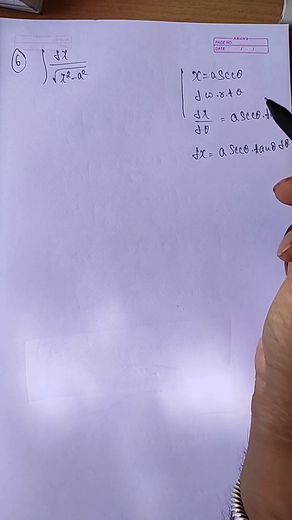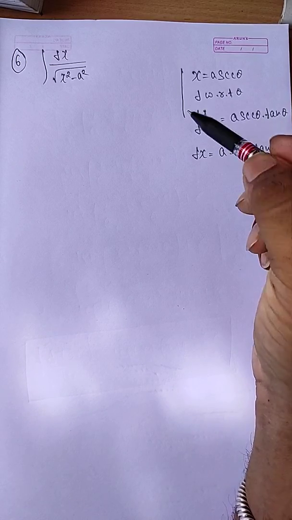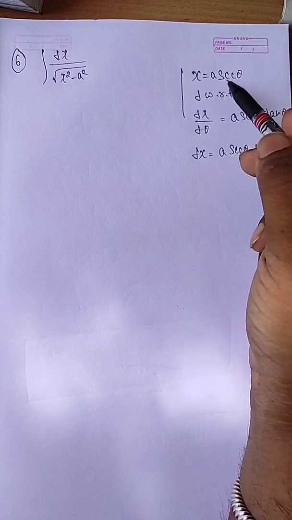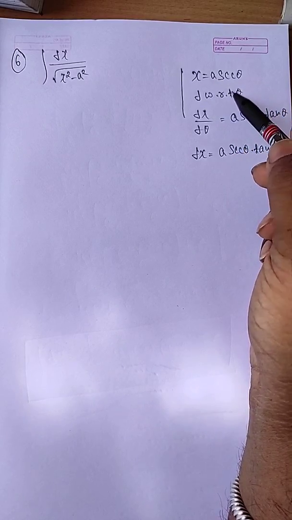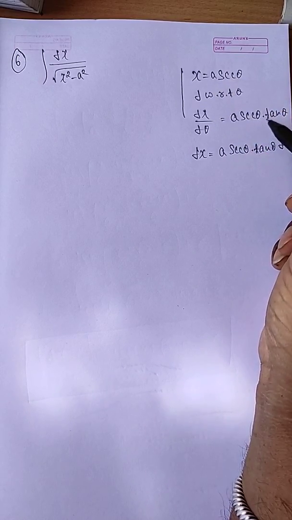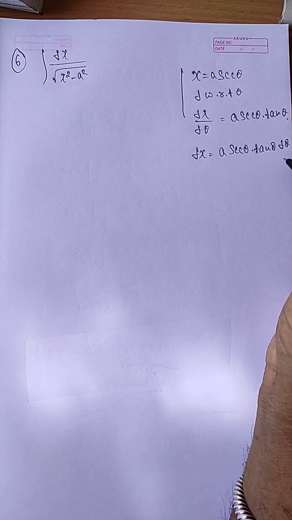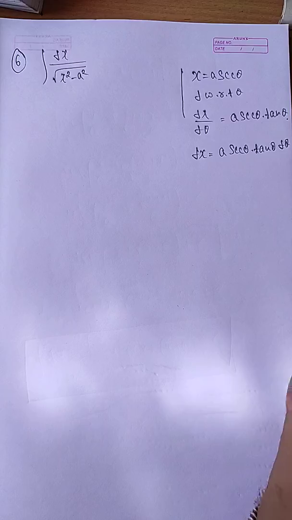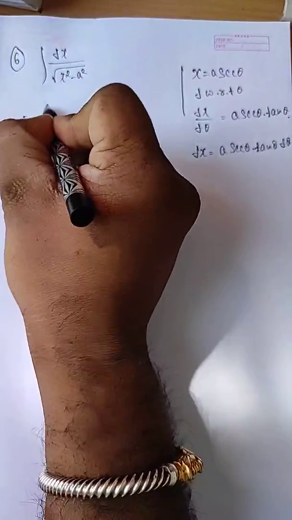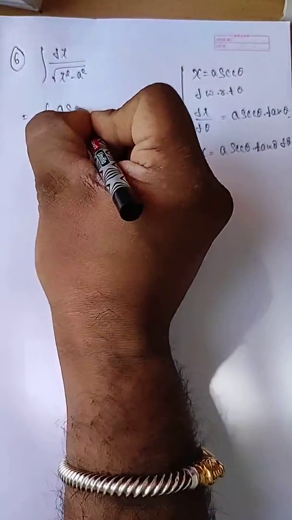We are doing the same way as in the fifth proof. We are substituting x equal to a secant theta. So differentiate with respect to theta. So dx by d theta is equal to a secant theta into tan theta. Cross multiplying d theta, dx is equal to a secant theta tan theta d theta. Is it clear?